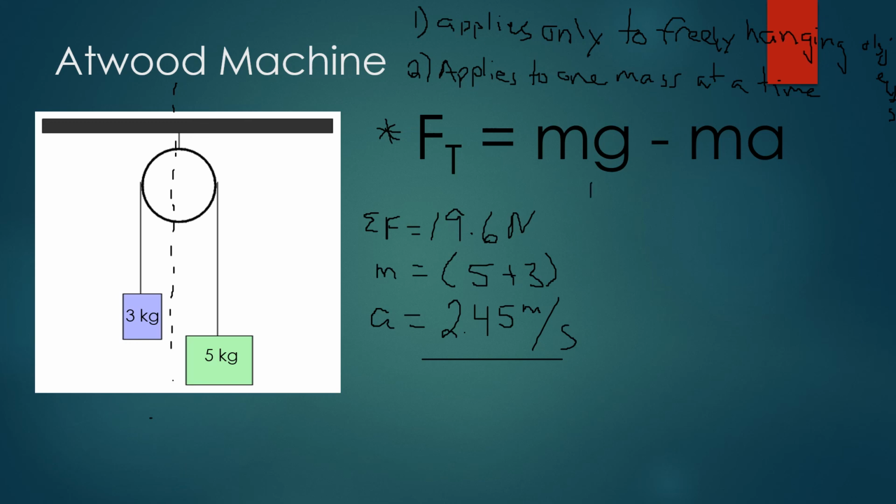So let's go ahead and start with the 5 kilogram mass. F of t equals 5 times negative 9.8, that's gravity, can't forget the negative, minus the mass, which is 5, because it only applies to one mass at a time, so we're not adding them for this equation. One mass at a time, we're not adding them. And is the 5 kilogram accelerating up or down? Down. The one with more mass is accelerating down. So it's going to experience an acceleration of negative 2.45.